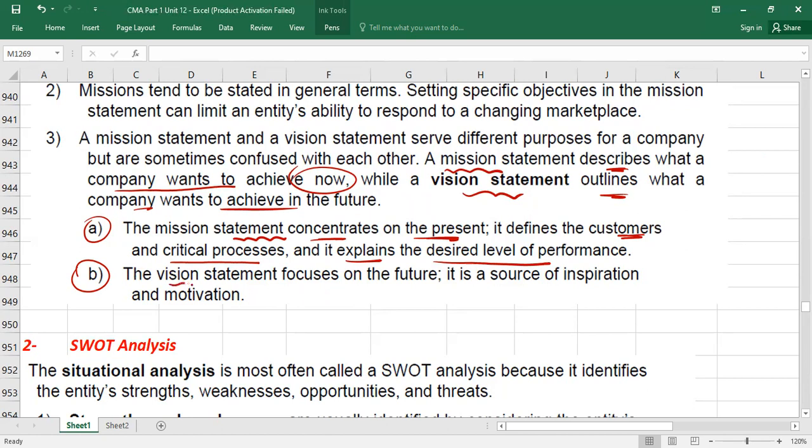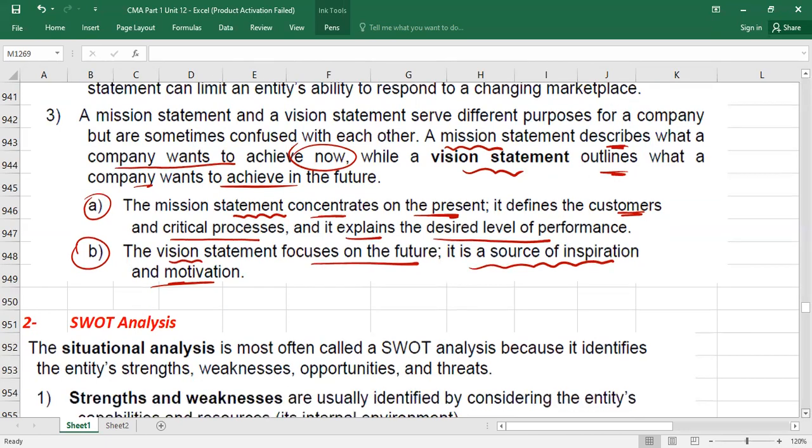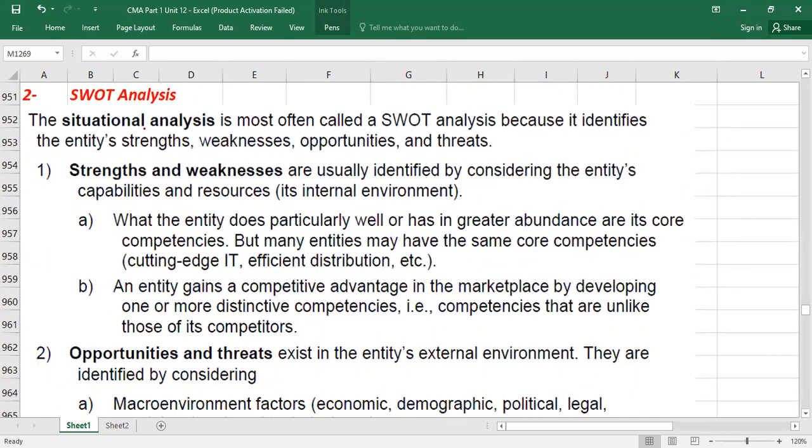The vision statement focuses on the future, and it is a source of inspiration and motivation, because it is an overall target for you, like where you want to be in the future, right or wrong. This is the vision. Then I told you about the SWOT analysis. I'm just now highlighting the keyword. SWOT analysis is also called situational analysis, right? It is most often used.